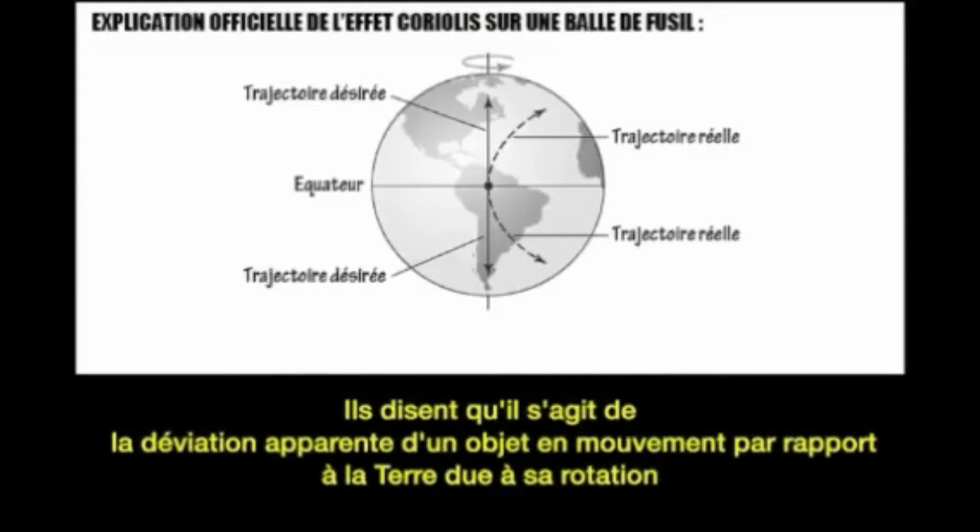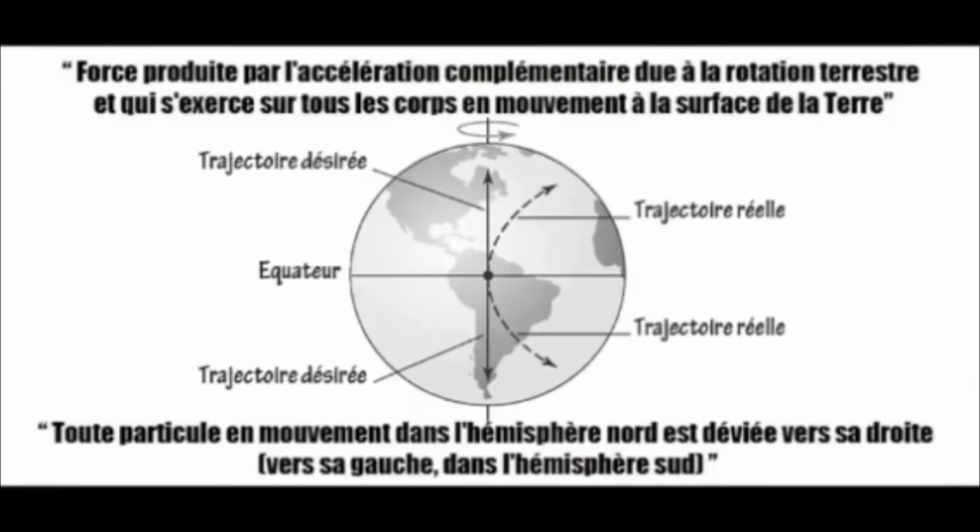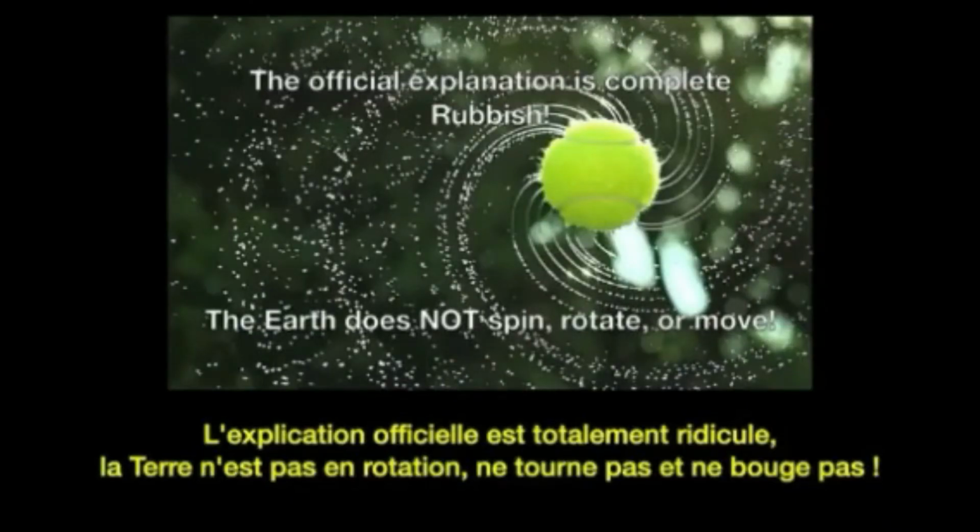Here's a diagram of the official explanation for Coriolis effect on bullets. The apparent deflection of a body in motion with respect to the Earth and caused by the rotation of the Earth. The official explanation is complete rubbish.